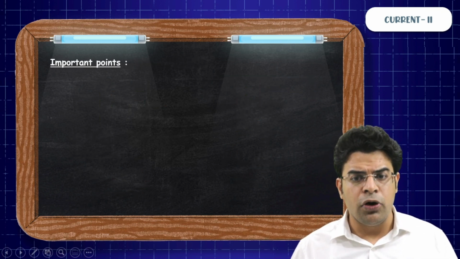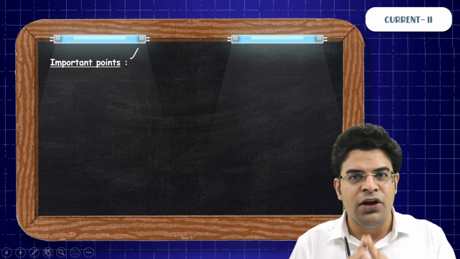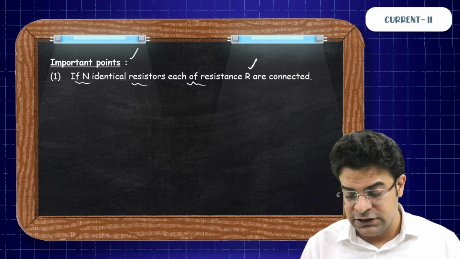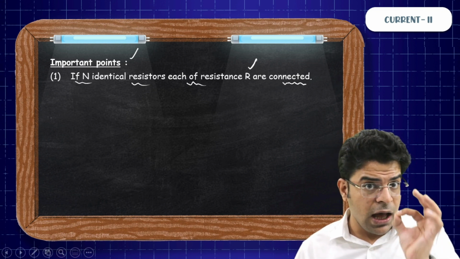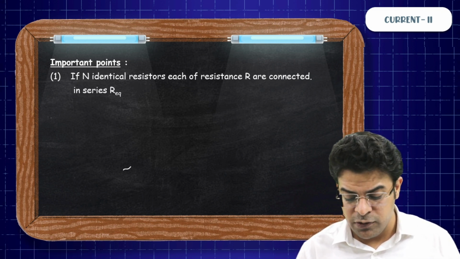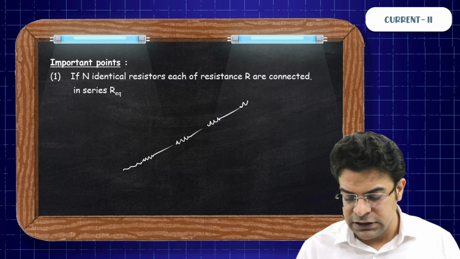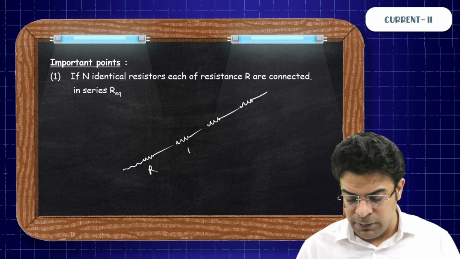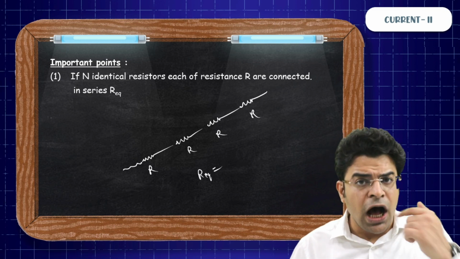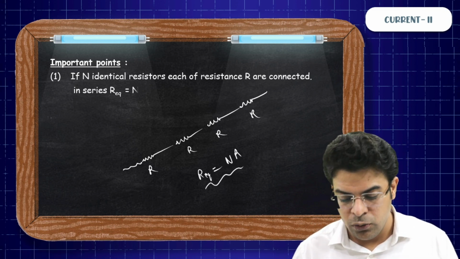Now let's do some important points about series and parallel combination of resistors before we move on to the fun part of not applying KVL. So the first point goes like, if n identical resistors, each of resistance R, are connected in series, then what will be the R equivalent? Think that you have got n identical resistors, each of resistance R, connected in series. So you will say that the R equivalent will be nothing but R plus R plus R plus R plus R. How many times? N times. So the R equivalent will be nothing but N into R.